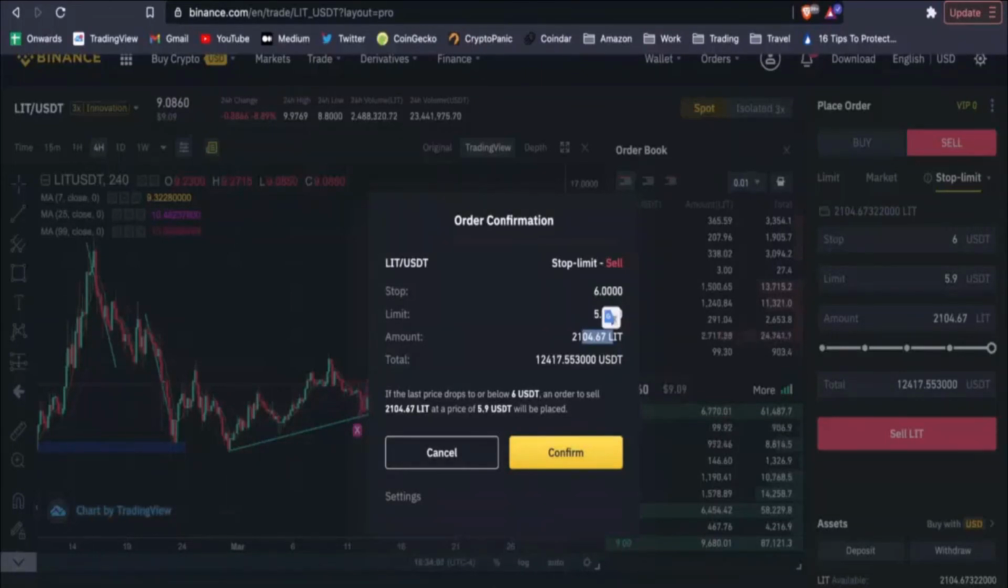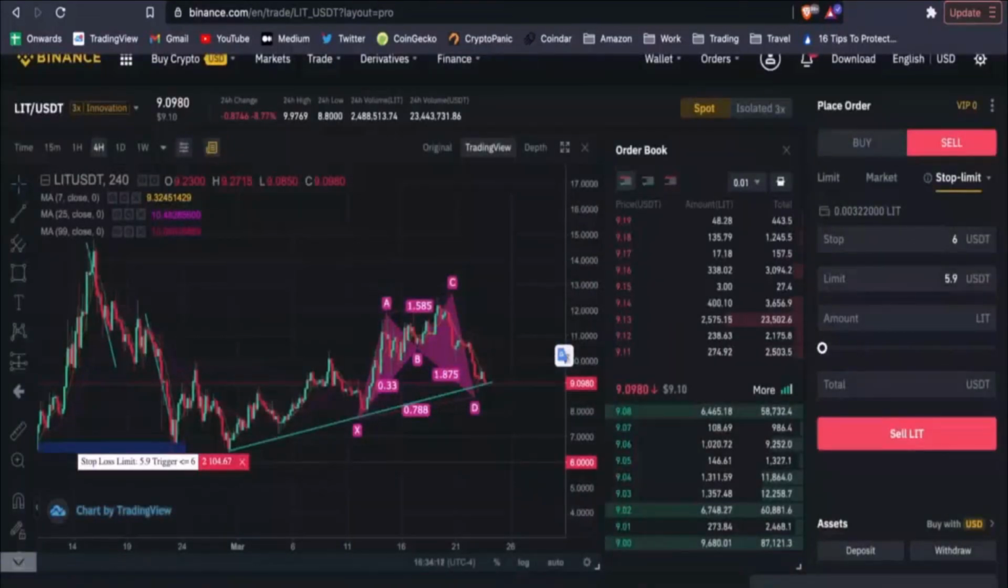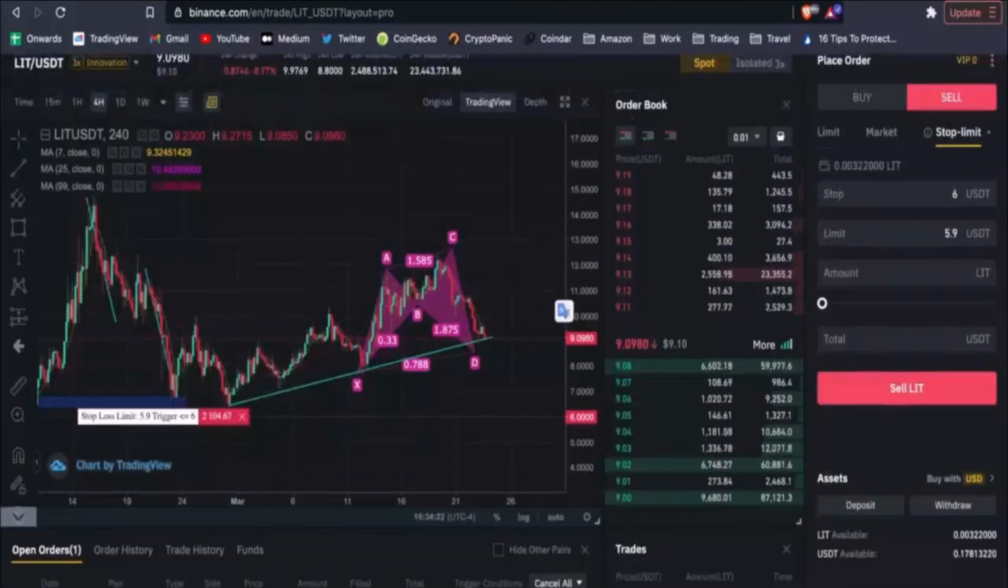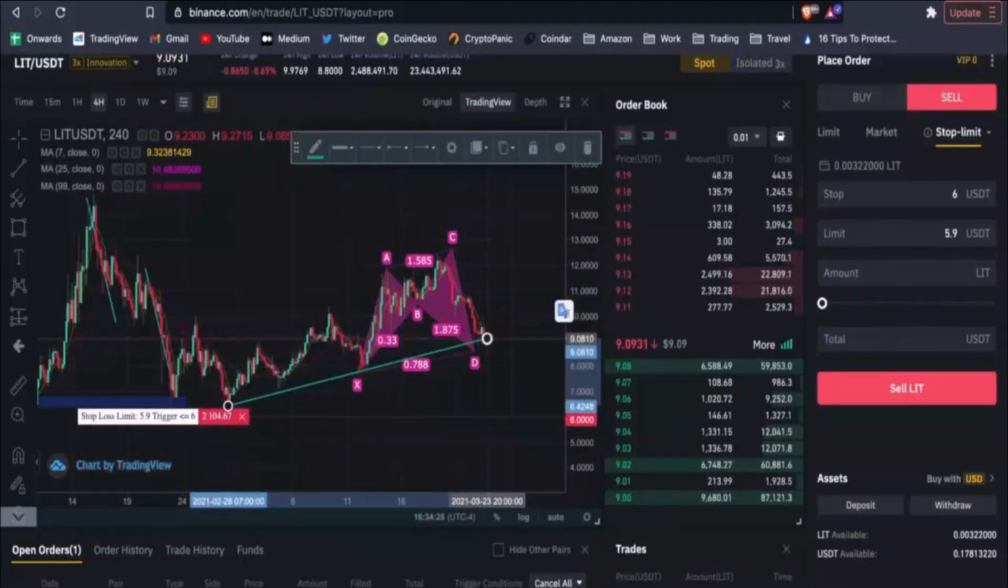If the price drops to or below 6 USDT, an order to sell at the price of 5.9 will be placed. Confirm. And now you have your open order. This is to protect yourself, okay? When you enter a pattern, let's say you enter this, you could have below the support trend line a stop limit right here, because you are trading the cipher pattern, and if you're making lower lows, you don't want to be involved anymore, because it means you were wrong, okay? And we're going to go ahead and close this, cancel the order.